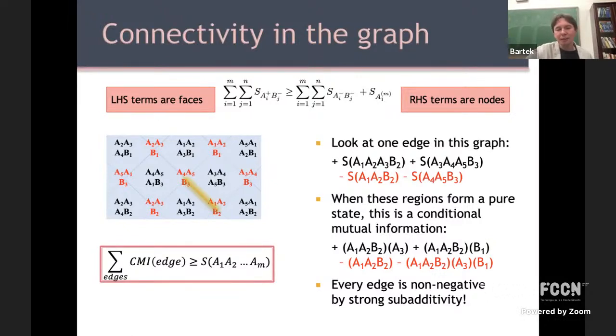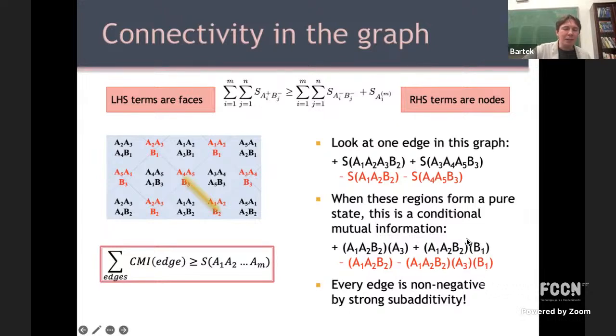Now, this doesn't look like a conditional mutual information yet, but I remind you that we're working in the context of a pure state. So that means that I can trade any term into the complementary region, which has the same entropy. So I'm not going to touch this term and this term, but I'm going to trade this term for the complement. That gives me A1, A2, B2, B1. And I'm going to trade this term for its complement. That's A1, A2, B2, A3, B1.